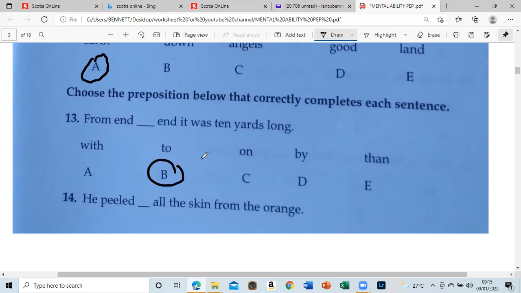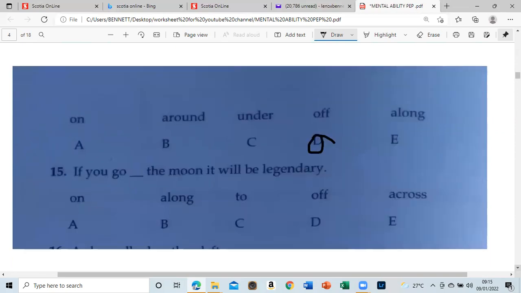Let's move on to 14. Remember, guys, why I'm going so slow: you guys are supposed to be trying before I do it. All right. He peeled blank all the skin from the orange. Just go over to the options. All right. So he peeled it blank: on, around, under, off, or along. And that would be the off.